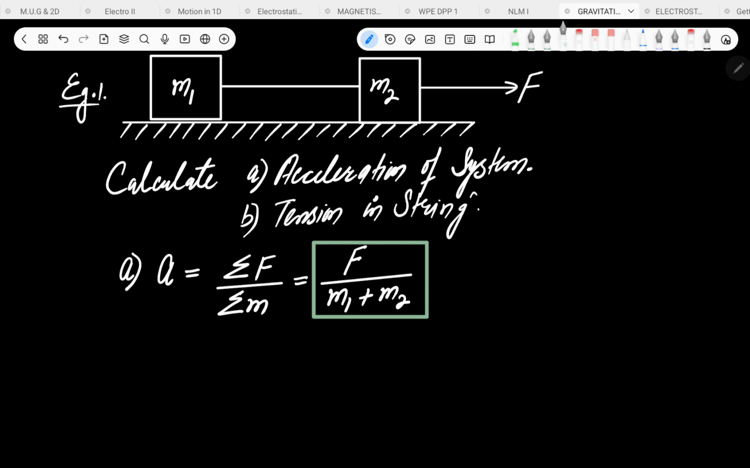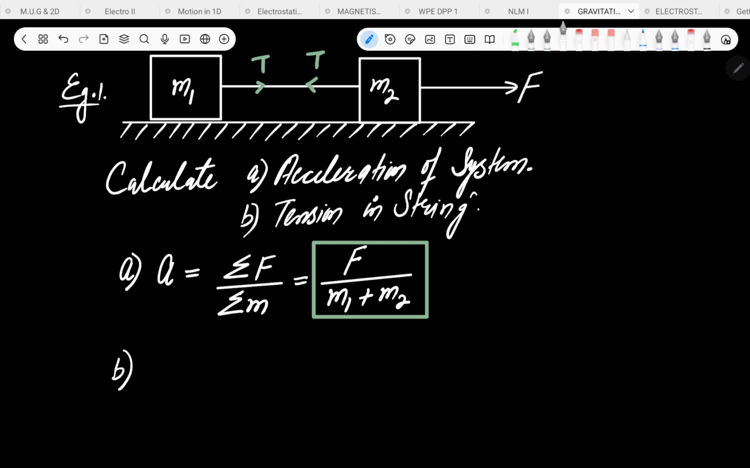Next, we will have to calculate the tension in the string. The tension in the string is T. I can show it like this, or I can show it like this as well. So this is the tension in the string, and we will have to calculate what this tension is. Now how to calculate tension in the string? What to do for that?